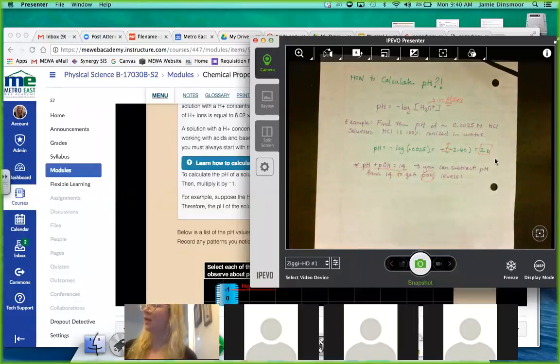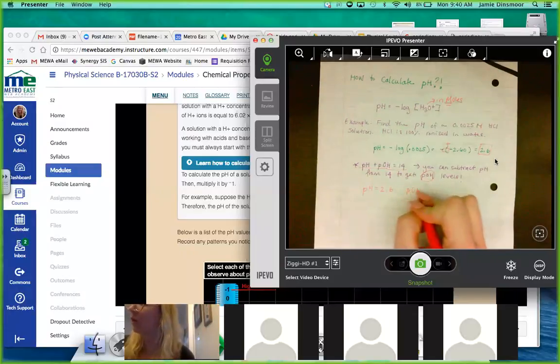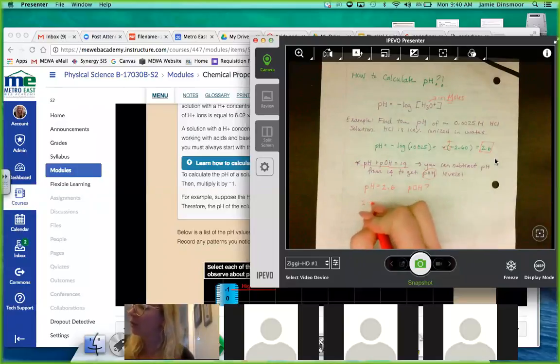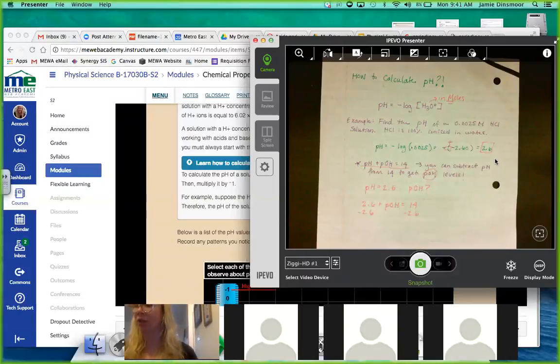So taking that number that we just found, if our pH equals 2.6, and we want to find out what our pOH is, we're just going to plug in what we know: 2.6 plus our pOH equals 14. We're going to subtract 2.6, right? And then that's how we find it. So really not too hard. You can use a calculator to do this, right?